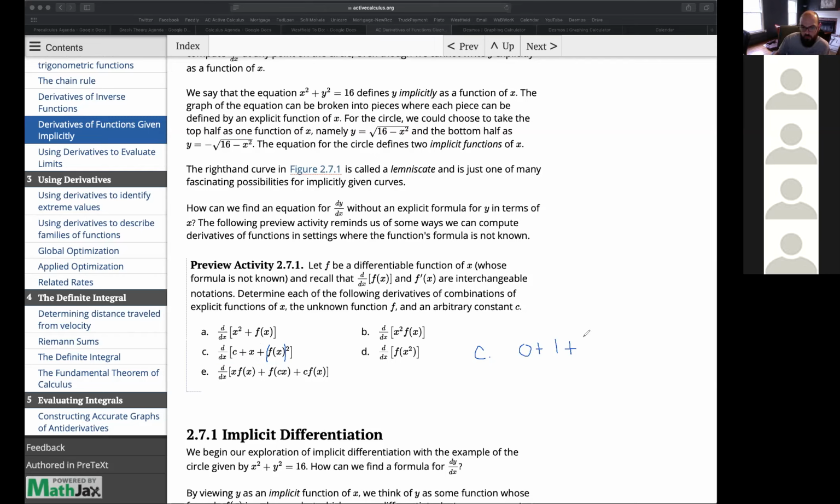Would it be 2 times f of x times f prime x? That's right. Yep, so that should be C, right?